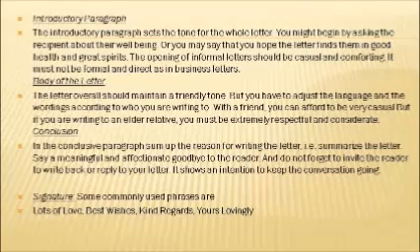An informal letter has 3 paragraphs. First, introductory paragraph. Second, body of the letter. And the third, conclusion.